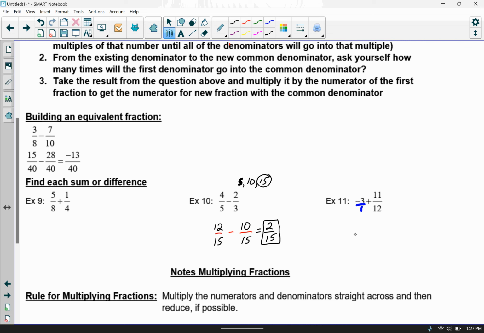So getting our common denominator then, I've got my plus sign here. I'm looking for a number that 1 and 12 will both go into. Well, think about it. 1 goes into any number. So your highest denominator here is 12.